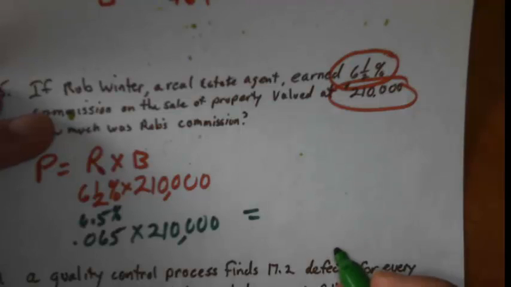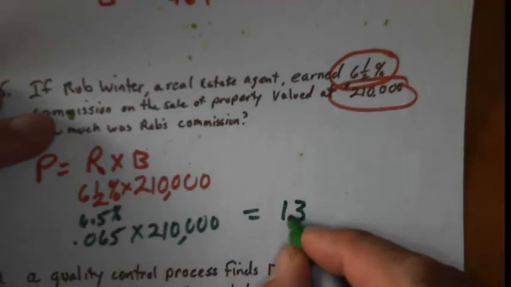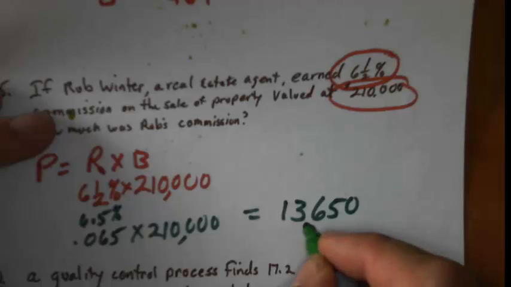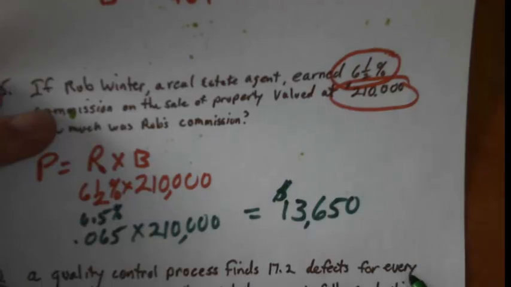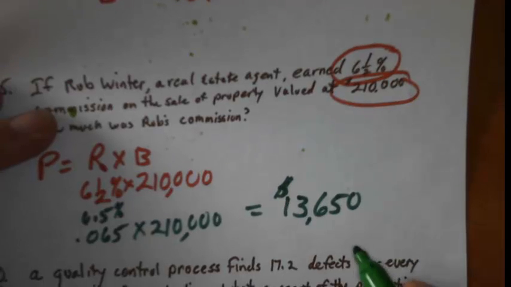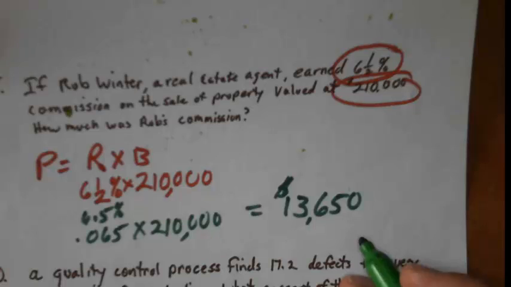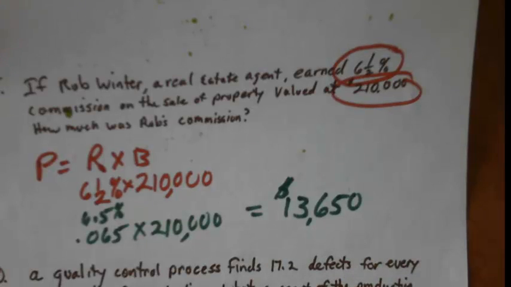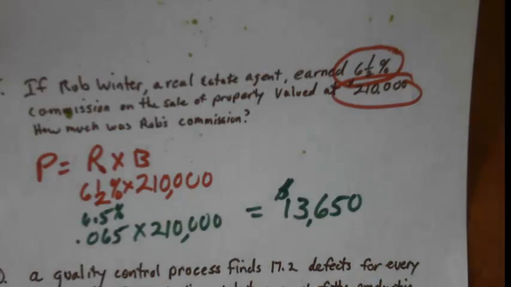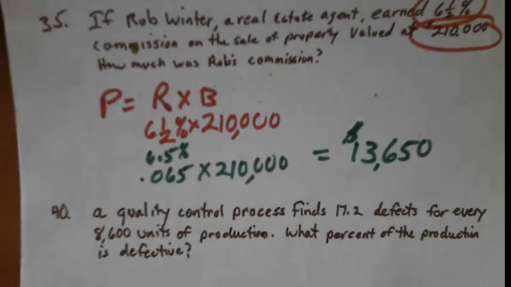So we multiply straight through. We're going to get, again, just fine, calculator, $13,650. That'd be really nice if, as an agent, they got all of that, but it's divided up between the listing agent, the selling agent, the broker, the title company. So he may get $3,000 or $4,000 out of that, but that's still not bad. If you sell about one house a month, you make a pretty good living.